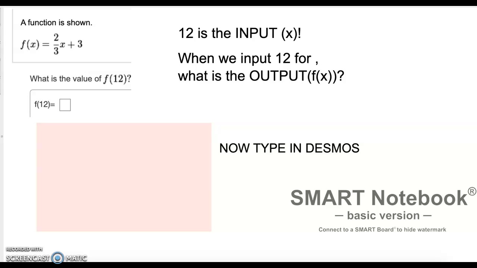So here, when it says what is the value of f of 12, that 12 is our input, or our x value. So the problem is telling us we want you to take 12 and put it into your function for x and see what the output is. So that's exactly what we're going to do. 12 is our input, so it's our x value. So everywhere we see an x in this function, we're going to replace it with a 12.